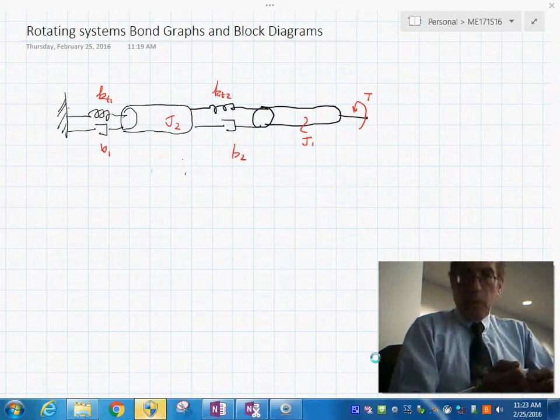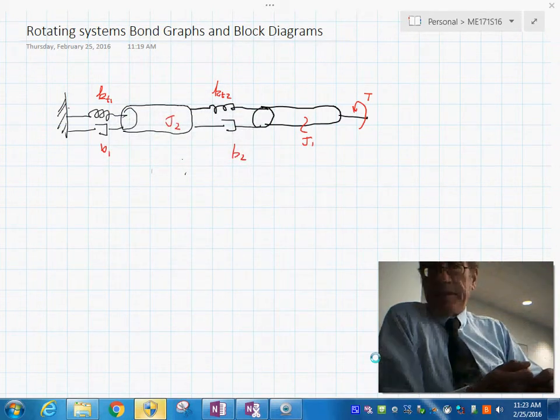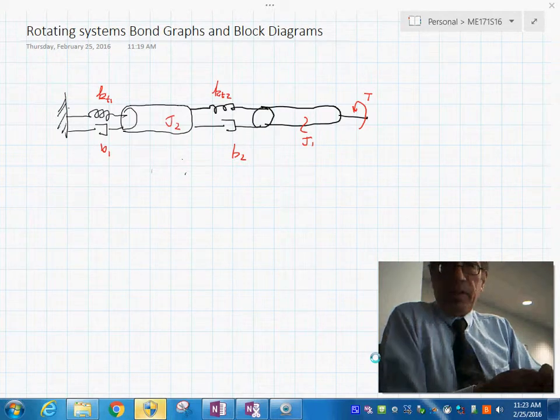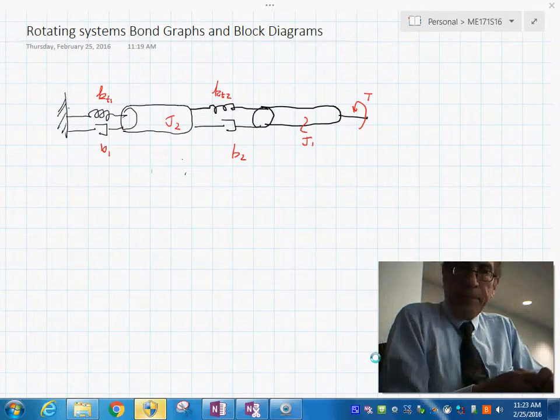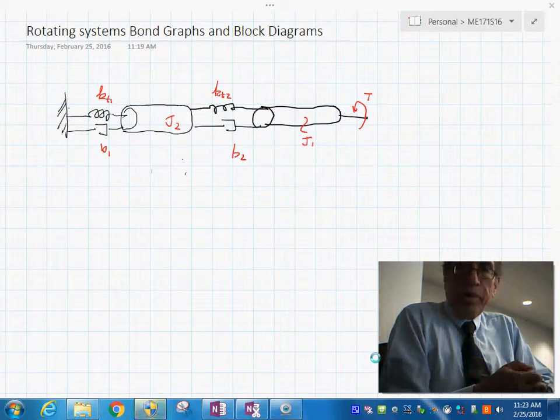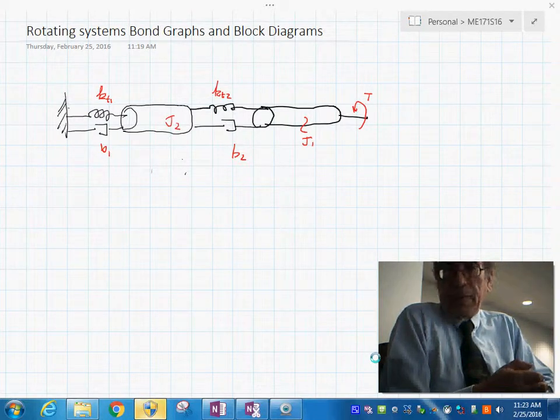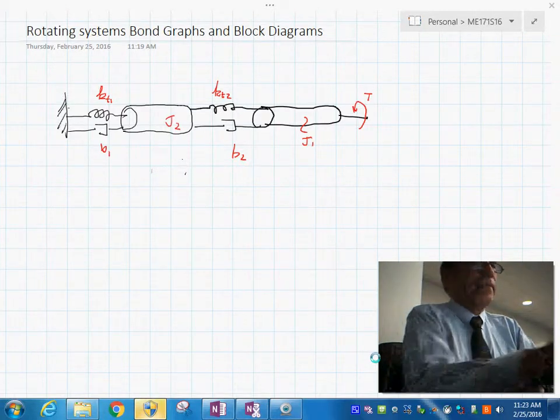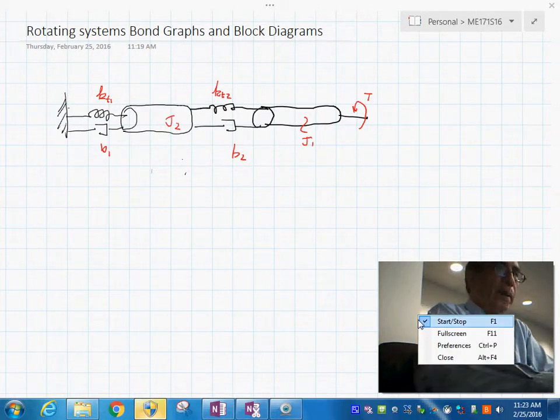We are going to see now this example that you see on your screen. It's a rotational system. We would like to do the bond graph model as well as the block diagram. So let's follow the steps suggested for mechanical systems, and then we'll obtain the block diagram.